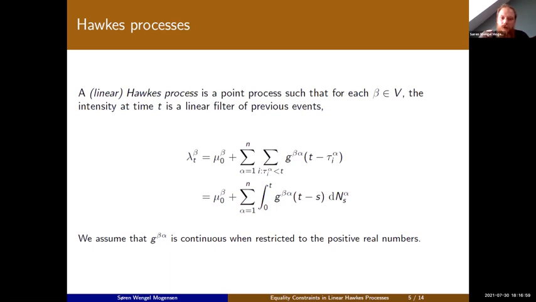The case I'm interested in is when some of these G functions are identically zero, in which case we do get some sparsity in this multivariate process.